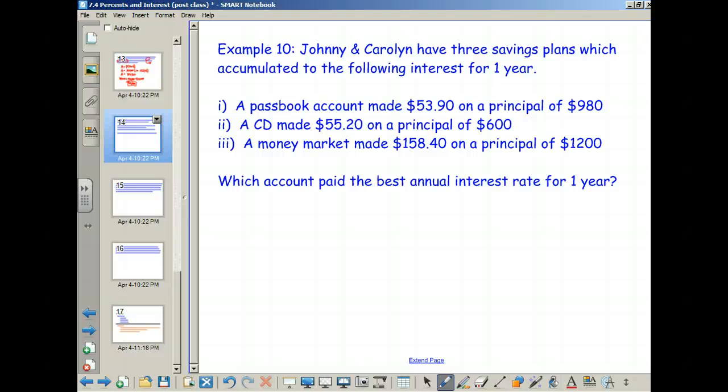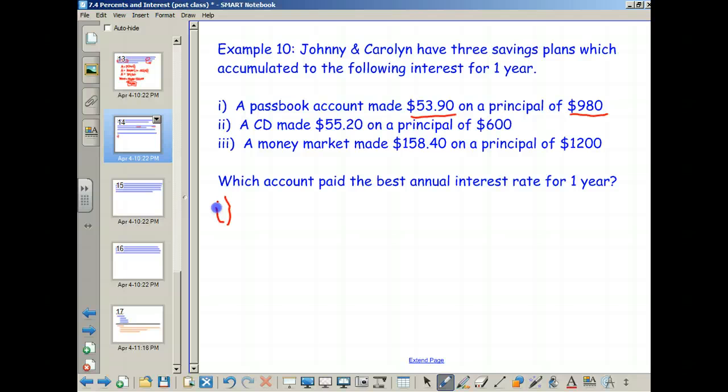So we're going to try and figure out which one paid the best rate. So we can actually find that, and we'll do all 3 of their interest rates and compare. So how would we find our interest rates? Well, that's not directly related to the equations that I told you before, but what we want to know is if this amount of money, given this invested amount of money, is a good deal or not. And so the way that we do that is we actually do a division problem.